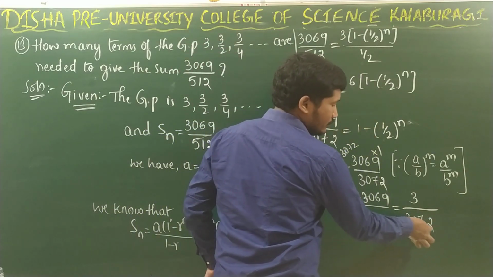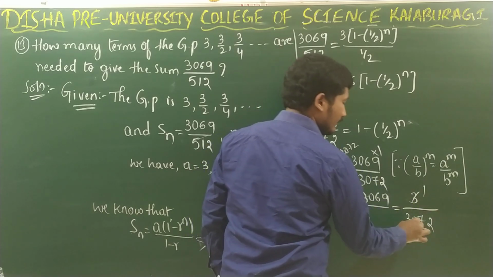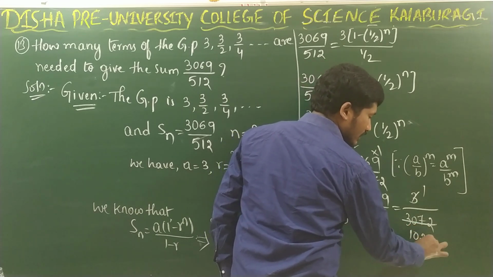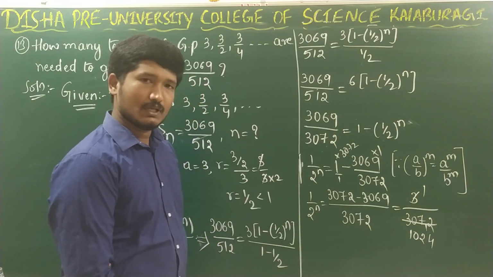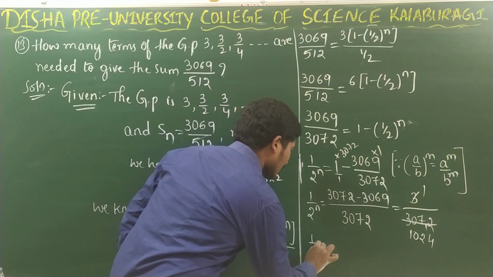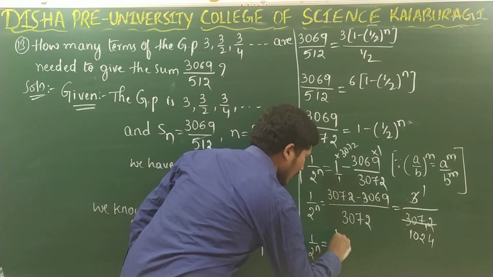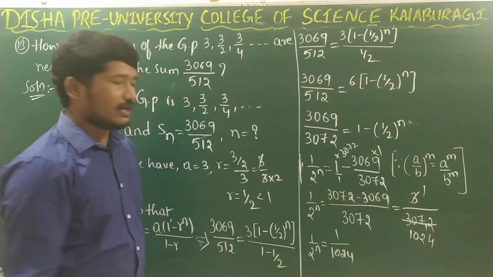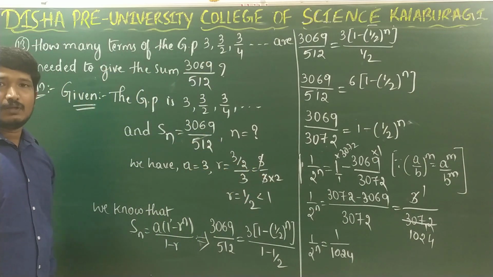Now this will be cancelled by 3. That is 3 ones are 3, 0 as it is. 3 2s is 6, 1 carry, 3 4s is 12. Right? So what am I remained with here? 1 by 2 power n is equal to 1 divided by 1024. So I will be remained with this. Am I right? So I hope you understood till here.